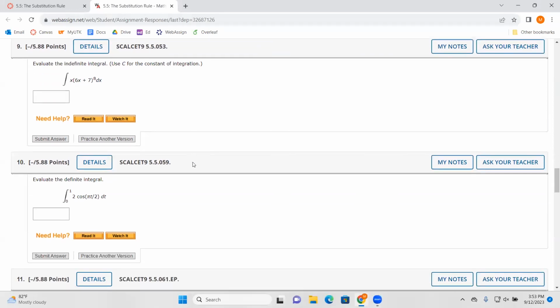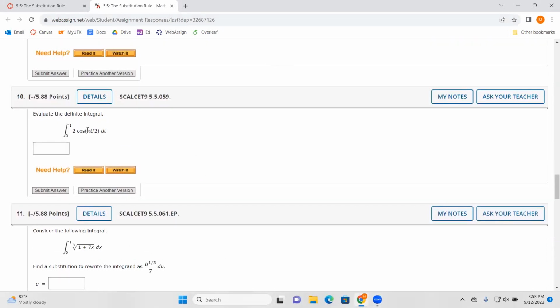Let's see, moving on from that hardest question, let's get back to definite integrals. Now we're using bounds. So actually we did this example in class today. If you let u equal pi t over 2, then du would just be pi over 2 dt. And while we don't have a pi over 2 dt, we just have a dt, you could divide both sides by pi over 2 to get that 2 over pi du is equal to dt.